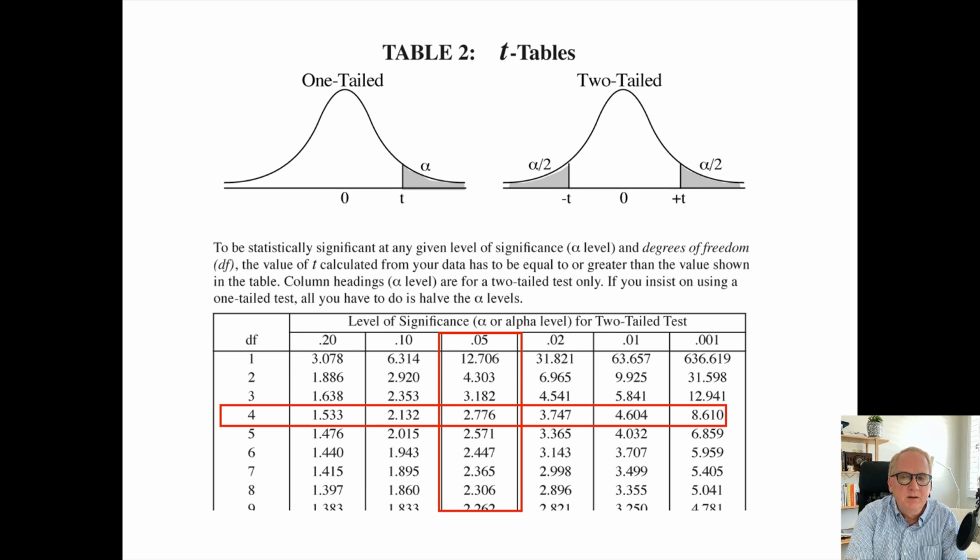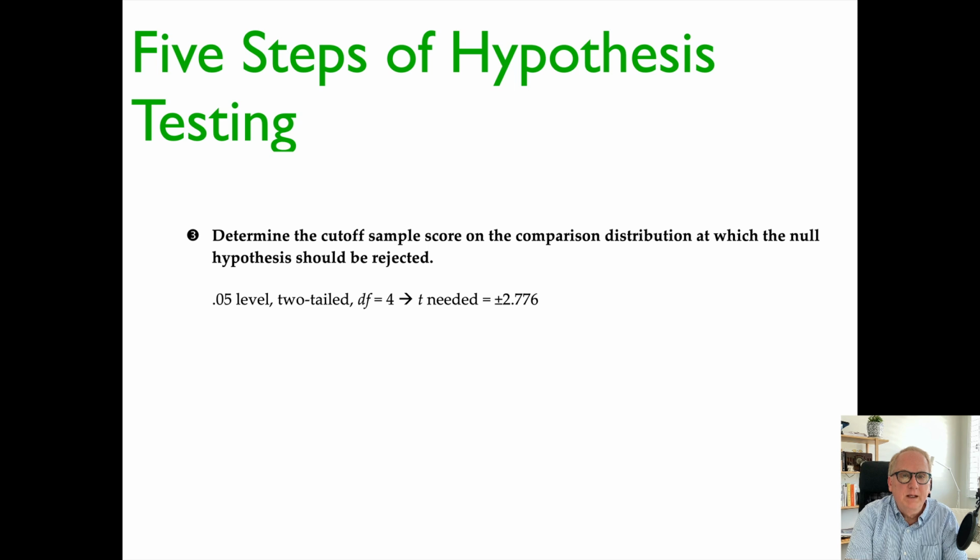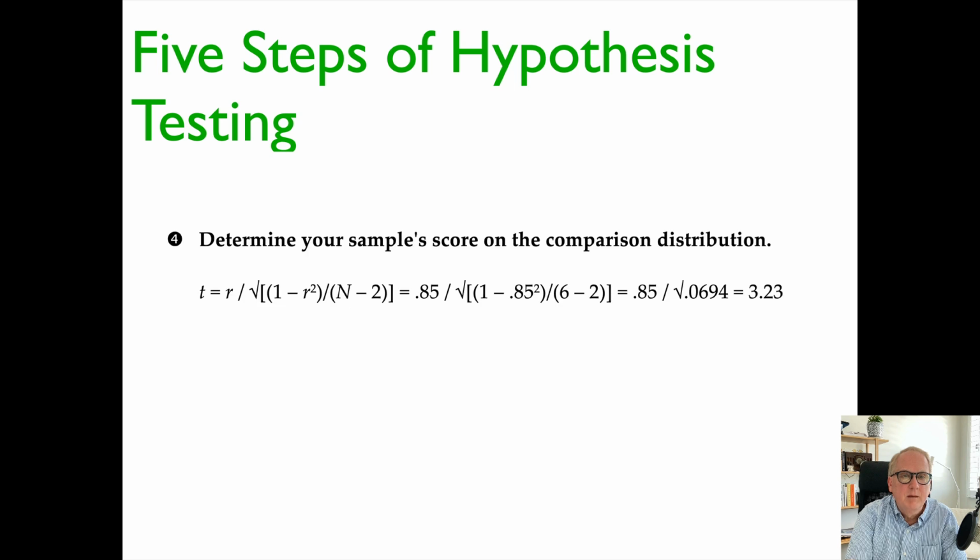So a T of plus 2.776 or a T of minus 2.776 is the place where if anything is greater than that, I'll decide then that I can reject the null hypothesis. Step 3 is then 0.05 level, two-tailed, degrees of freedom of 4. My T that's needed is plus or minus 2.776. My next step is to determine my sample score on the comparison distribution.